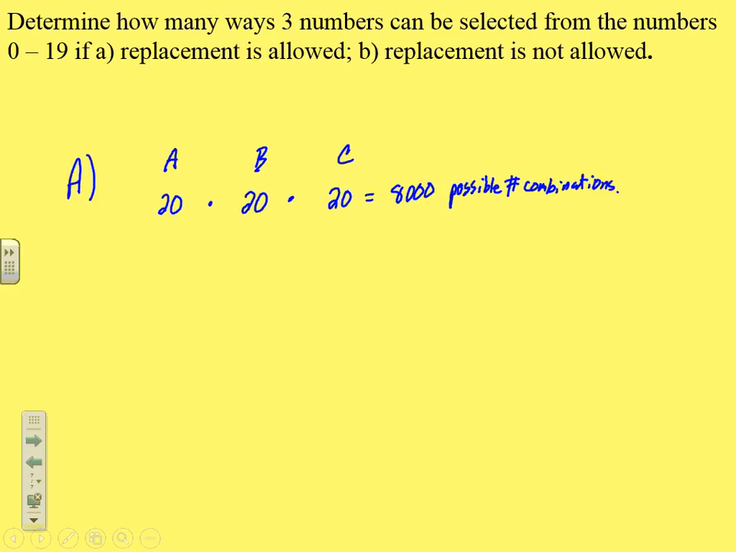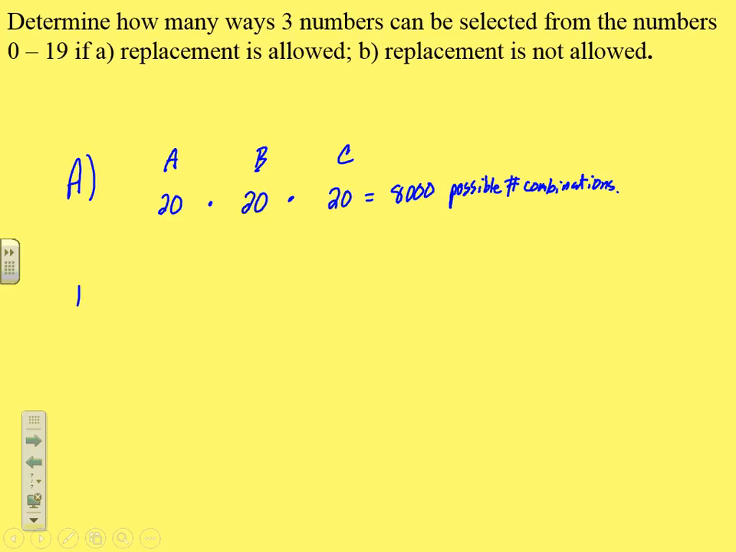So we have 3 draws, right? Any 3 numbers that we're picking, we're drawing 3 times. So if we draw a number, okay, I got this number, put it back in the bowl. Draw another number, okay, I got this number, put it back in the bowl. Each time that we're drawing, there's 20 potential numbers that we could have. So if I keep putting the numbers back, and there's a total of 20 each time, there's 8,000 possible combinations.